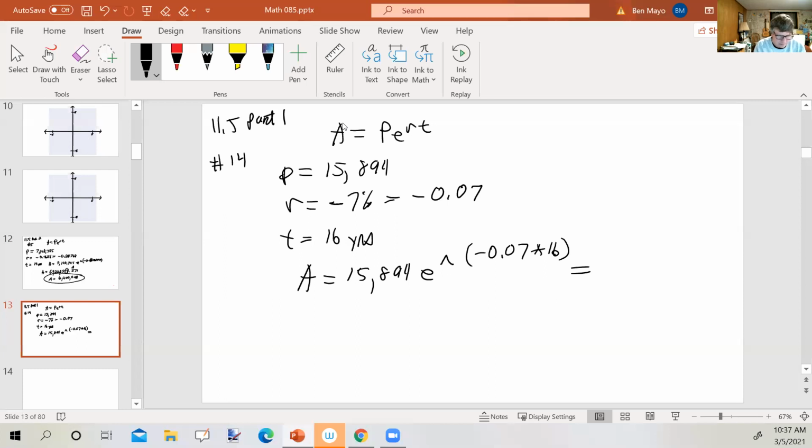Close that up and let's see what we get. 15,894 times e to the negative 0.07 times 16. I'm getting 5185.89, and after the 9 is a 1. It says round to the nearest hundredth, so the 1 would round down. So 5,185.89. Are you okay with that? Yeah. Okay.